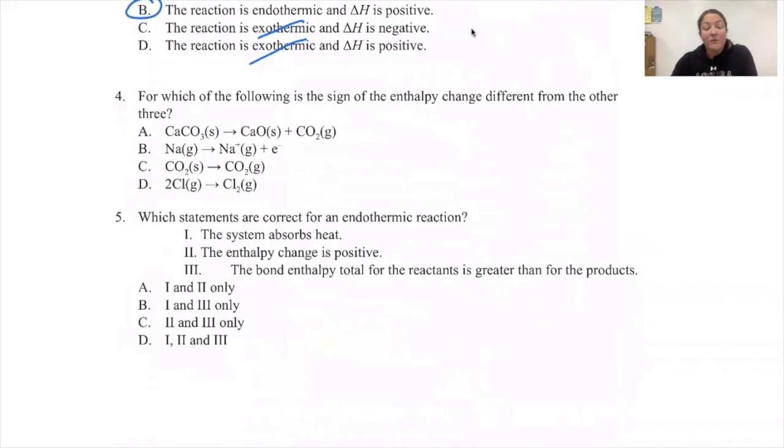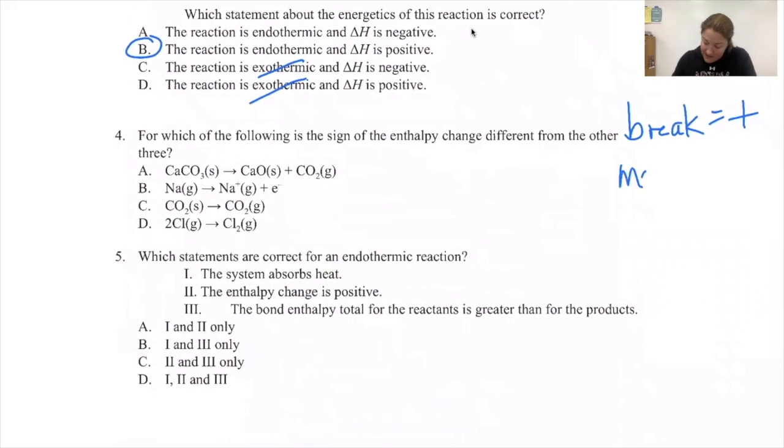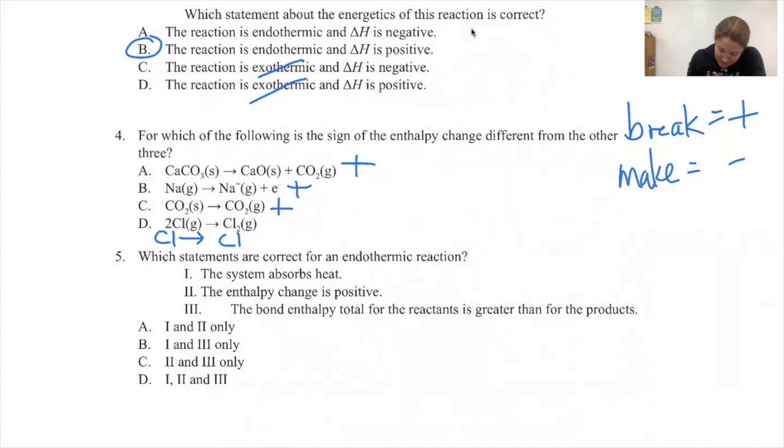Okay. Number 4, for which of the following is the sign of the enthalpy change different from the other 3? So I'm looking for if we're breaking or making. Breaking is going to have a positive enthalpy sign because it's endothermic. Making is going to be exothermic. So for A, I'm breaking one compound into 2, breaking. B, I'm breaking sodium into a sodium ion and an electron. C, solid is breaking into gas. For D, I'm going to have one chlorine join up with another chlorine to form Cl2. We are making a bond and it's exothermic.